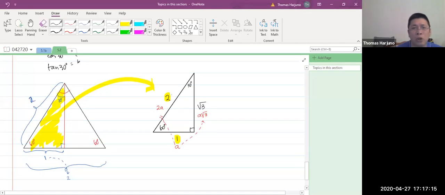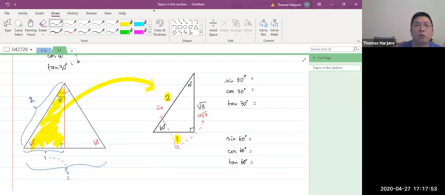Now, use that triangle to find this value. What's the value of sine 30 degrees, cosine 30 degrees, and tangent 30 degrees? Likewise, I would like you to also do the 60 degrees. You can actually use the same triangle to find sine 60 degrees, cosine 60 degrees, and tangent 60 degrees. Now let me give you 1 minute for that.